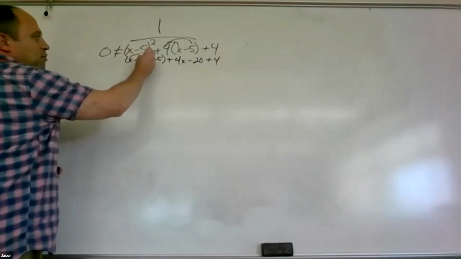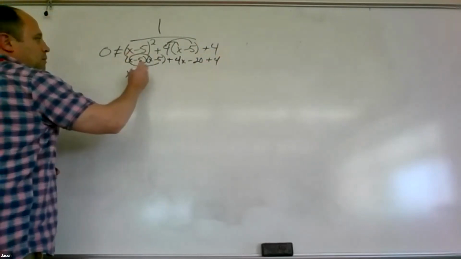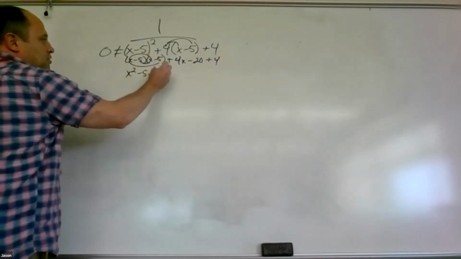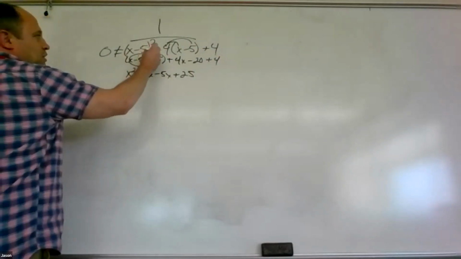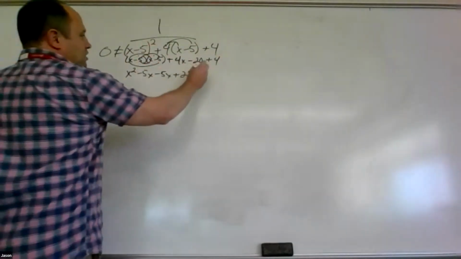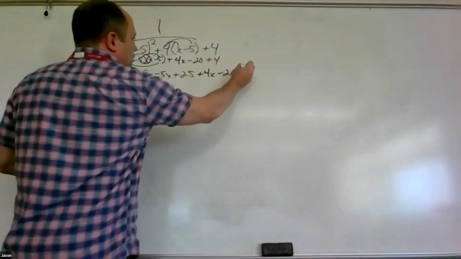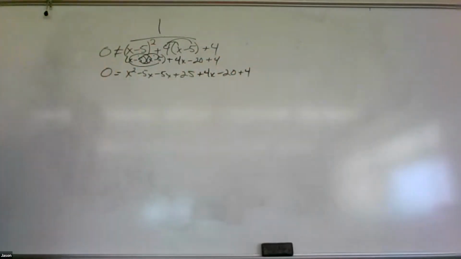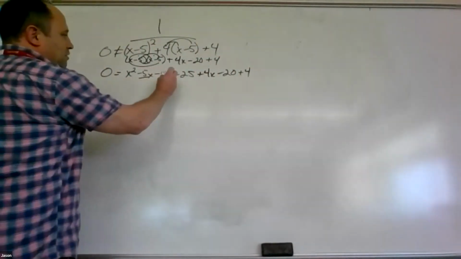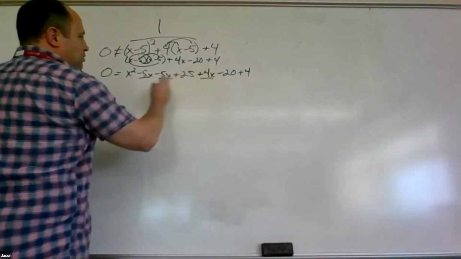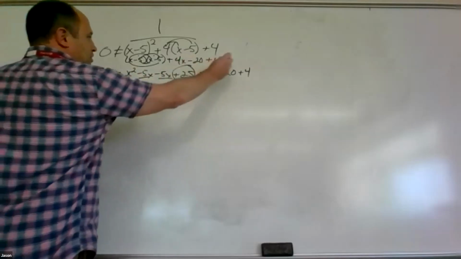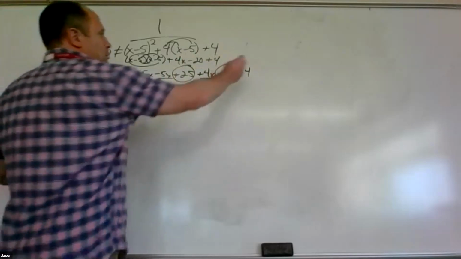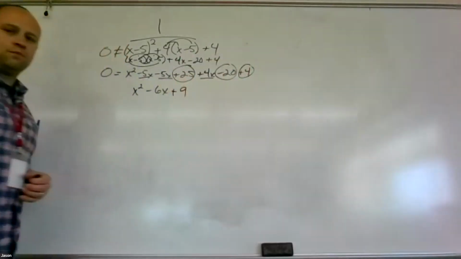This factors, if you remember FOIL, x squared minus 5x minus 5x plus 25 because of the negative times a negative. And then I still get this plus 4x minus 20 plus 4. I still know this is equal to 0. There's a lot going on here, but you've got to just combine like terms. Negative 5x minus 5x is negative 10x, plus 4x is a negative 6x. The x squared just comes over here. And then plus 25 minus 20 would be 5, plus 4 would be 9, right?